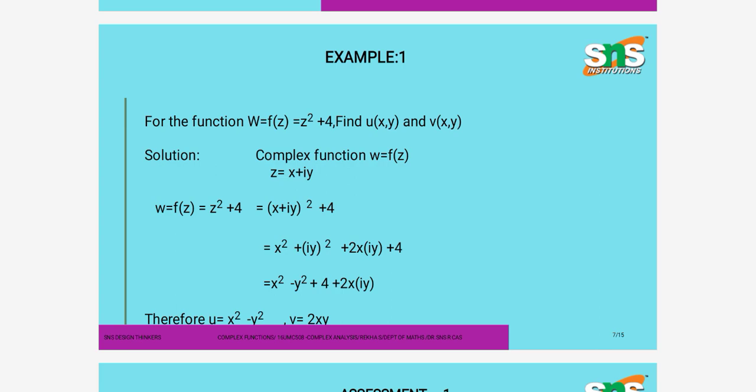What is the value of u of x comma y? u of x comma y is the real function, whereas v of x comma y is the imaginary function. So u of x comma y is x squared minus y squared plus 1, whereas v is 2xy. Using the complex function, first we express it and then split it into two functions: u is the real part, and v is the imaginary part. These are the concepts of the complex function.